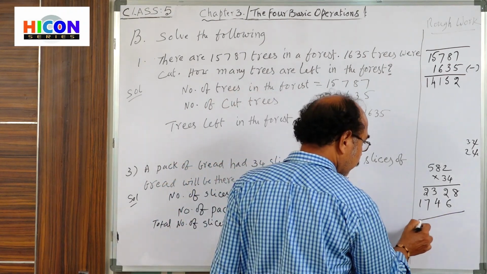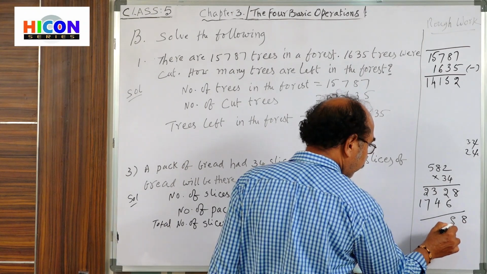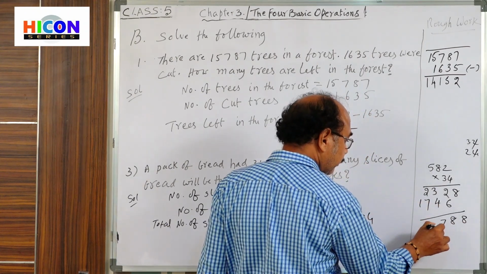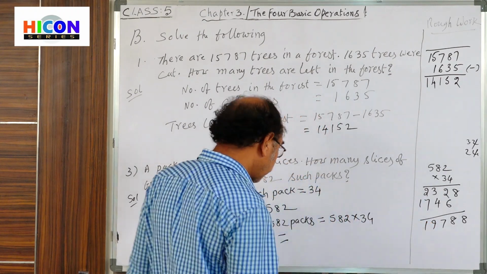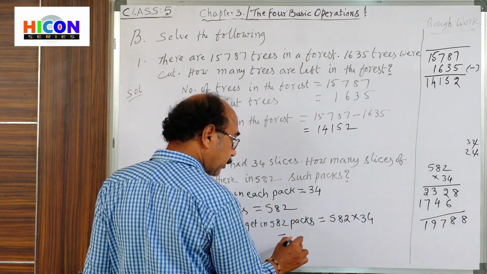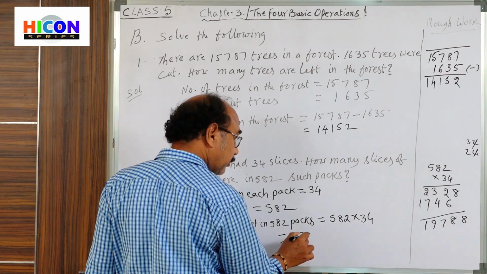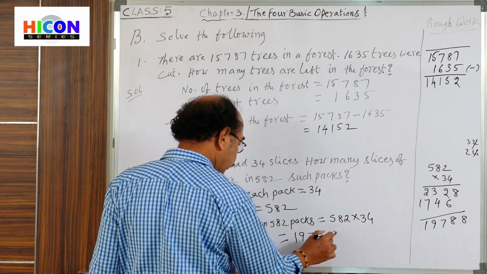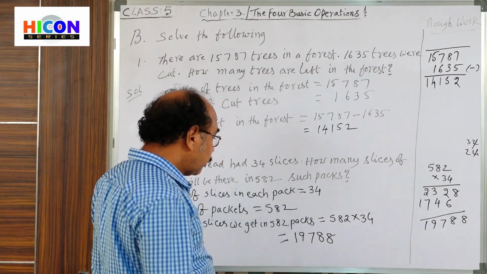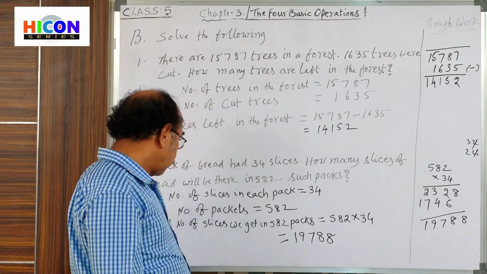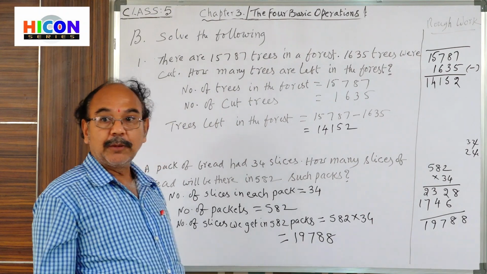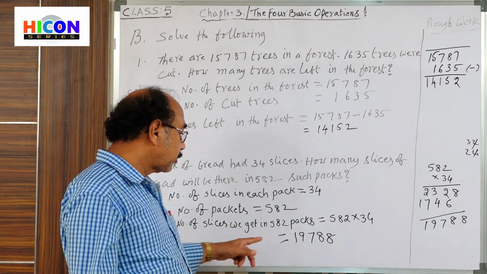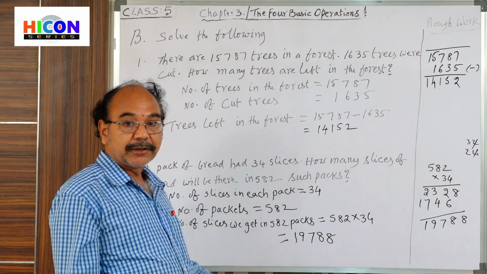Add. 8, 8, 4 plus 3, 7. 7 plus 2, 9. Here. That means 19,788. So, in 582 packets, total number of slices 19,788. Okay, children.